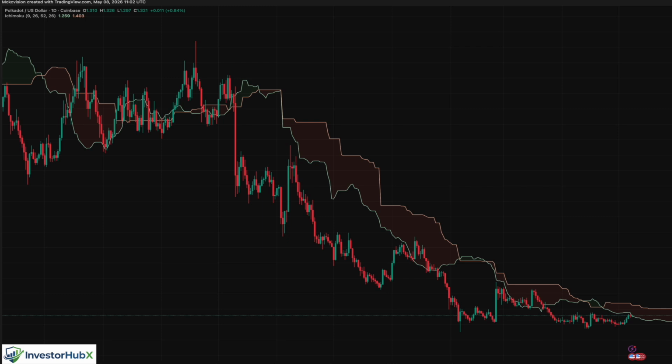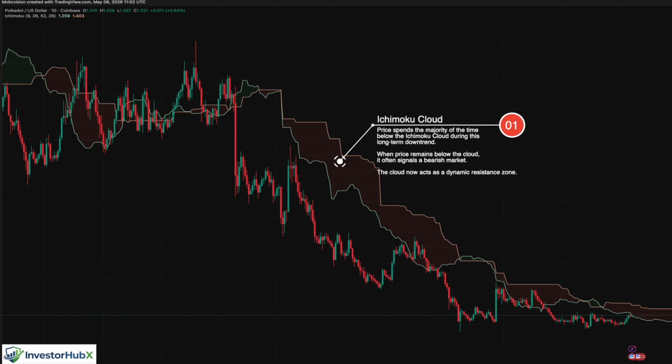Now let's compare this with a bearish example, where price stays below the cloud for a prolonged period. This is Polkadot on the daily time frame. Notice how price spends the majority of the time below the Ichimoku cloud during this long-term downtrend. When price remains below the cloud, it often signals a bearish market.